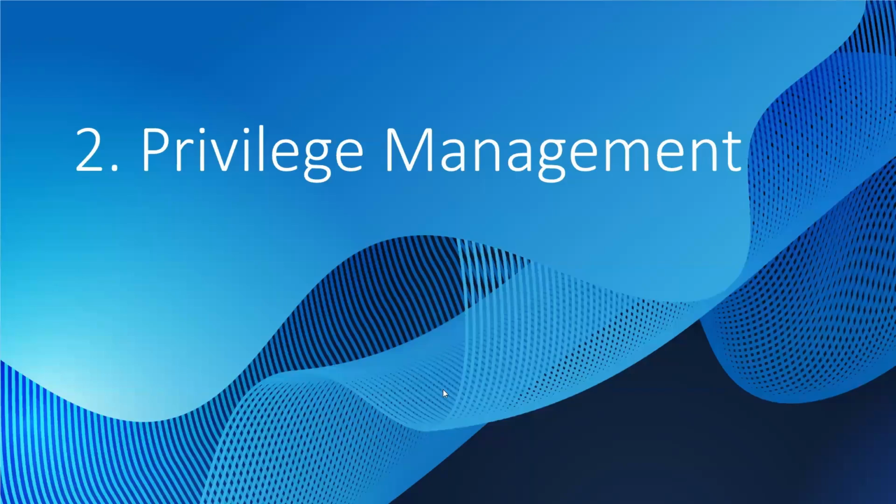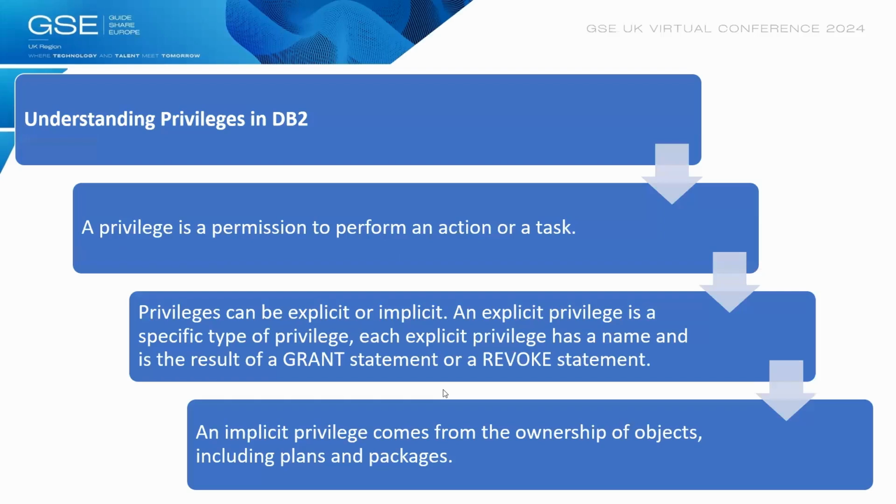Okay, next topic, privilege management. Simply, a privilege is permission to perform an action or a task. Privileges can also be explicit or implicit. Explicit privileges are specific privileges that have a name and are the result of a grant or revoke statement. Implicit privileges come from ownership of any objects, including plans and packages.